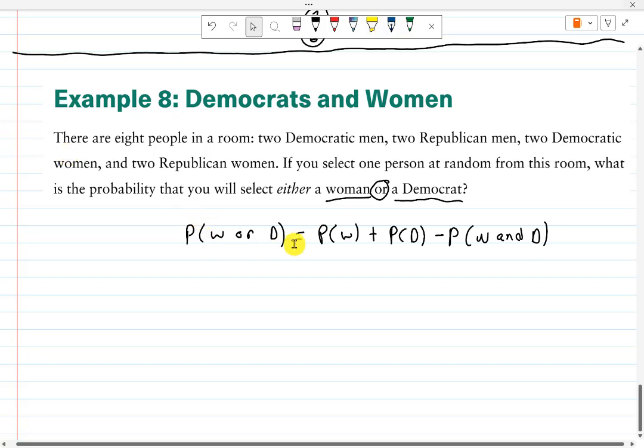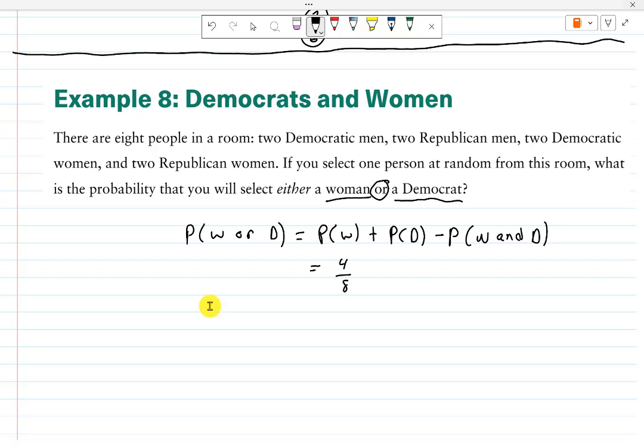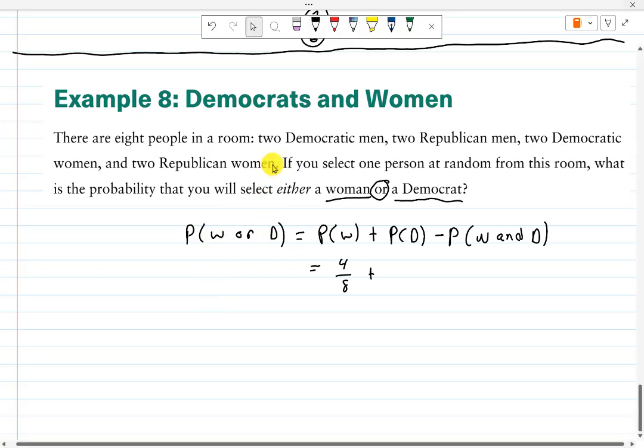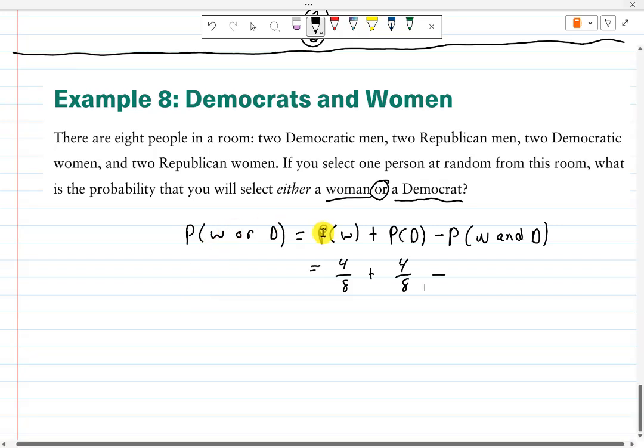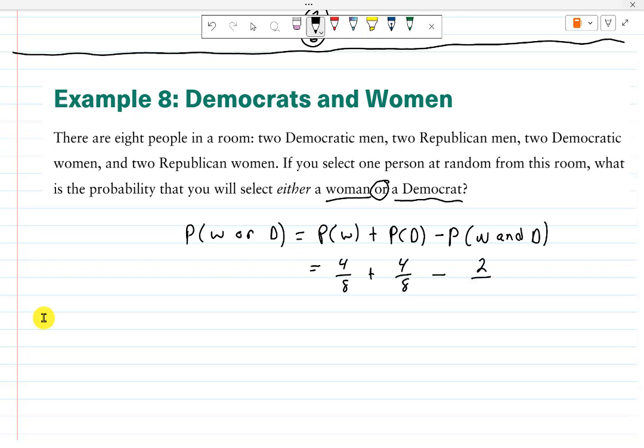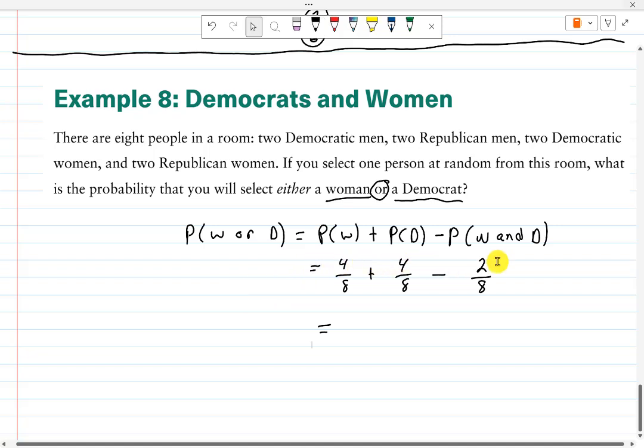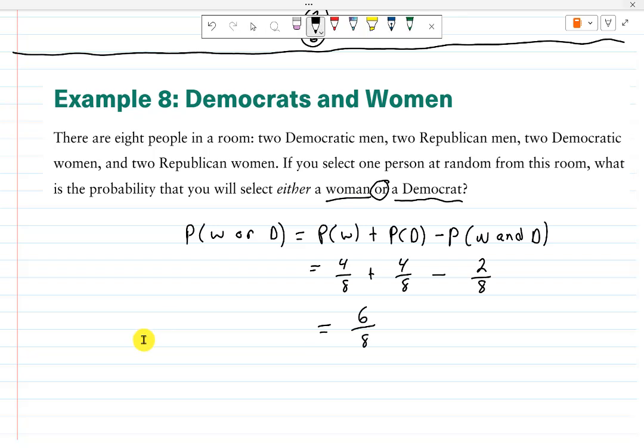The probability of being a woman: I told you there's 4 men and 4 women, so that's 4 out of 8. Now the probability of being a Democrat. There are 2 male Democrats and 2 female Democrats, so that's also 4 out of 8. Now, is there any overlap between women and Democrats? We are told that there are 2 Democratic women, so that's 2 out of 8. Remember, when you add up fractions, you simply add along the numerators. So I have 4 plus 4 minus 2, which gives me 6 over 8.